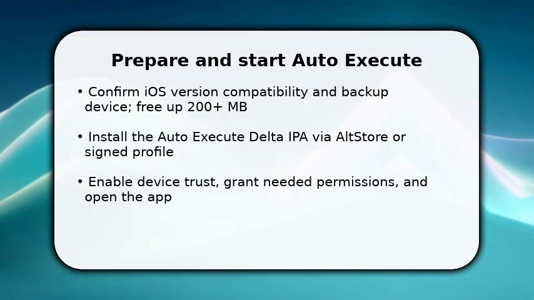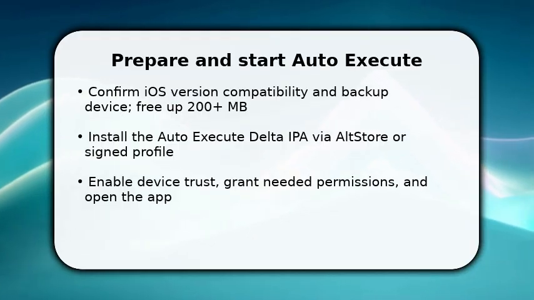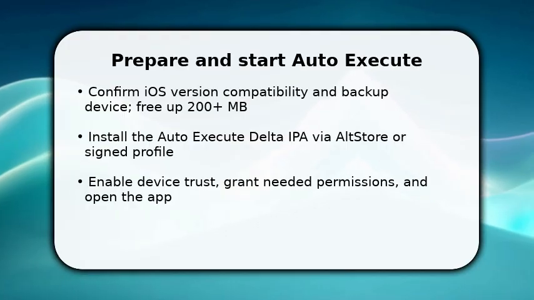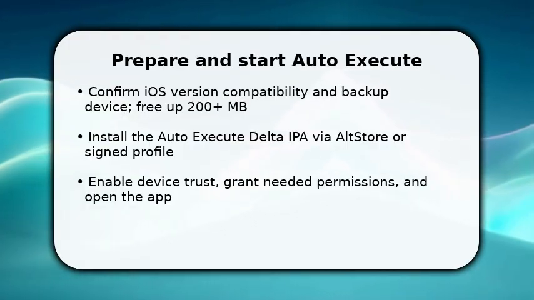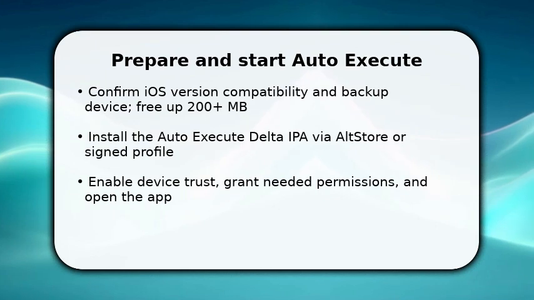After you open the app, grant any requested permissions. This step lets the automation interact with system features. You're now ready to move into configuring the execution flow.